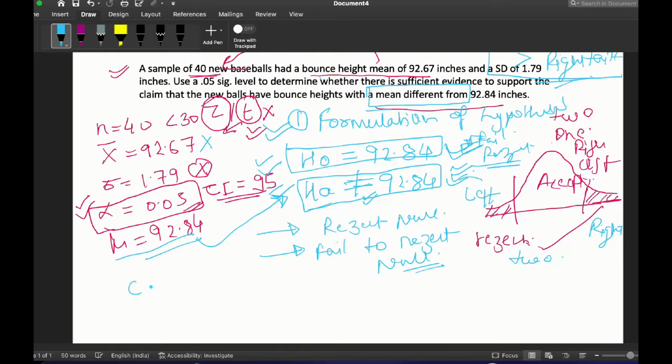Okay, so whether we use the critical value method or the p-value method, our step number 1 will be the same. So here we will use the critical value method. Okay, so what is the meaning of the two-tail test? That it will be two-tailed, left and right.